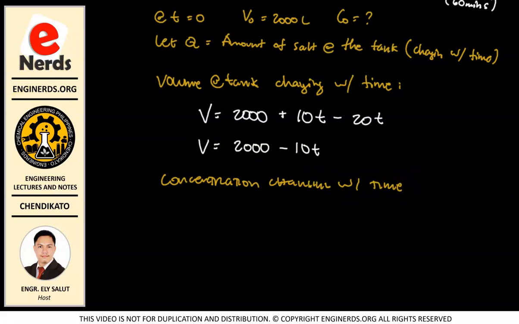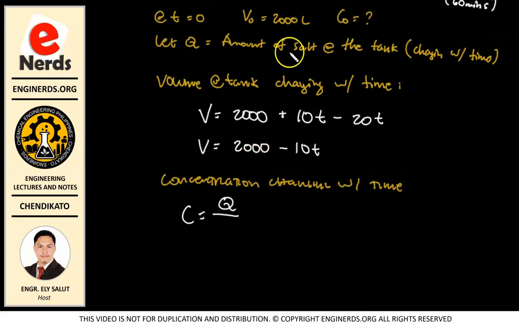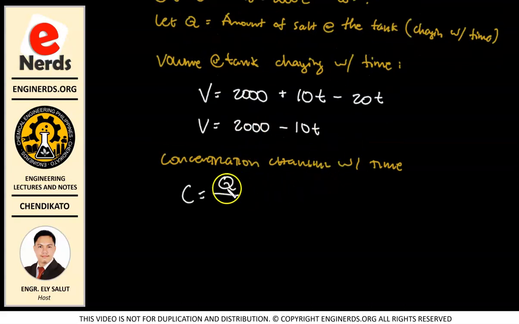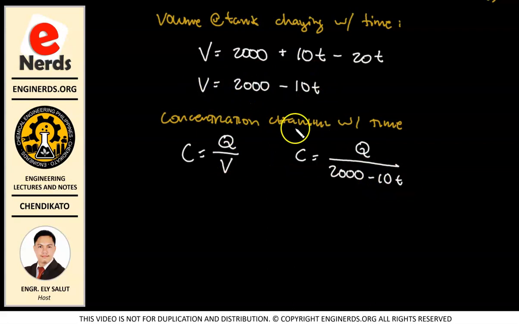Okay, so alam naman natin yung ating equation for the concentration. So the concentration is the amount of salt. Remember that we let our Q to be the amount of salt at the tank. So this will be the salt over the volume, right? And since we know that our volume is 2000 minus 10T, we can just substitute that. Our C is equal to Q over 2000 minus 10T. No? Sinubstitute lang natin yung volume.